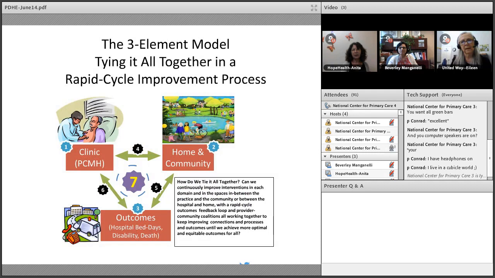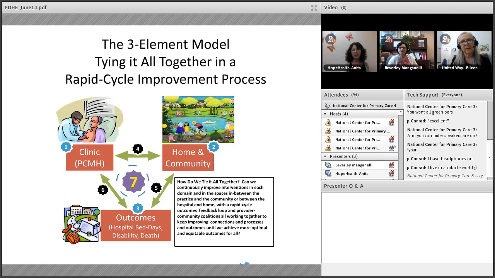The 3-element model, as we have framed it, is this idea of creating a care system that involves 3 critical areas for our patients: the clinic, the home and the community, and outcomes. We like to say around here that patients are free-range humans, and they don't live in our exam rooms, which is both fortunate and unfortunate.